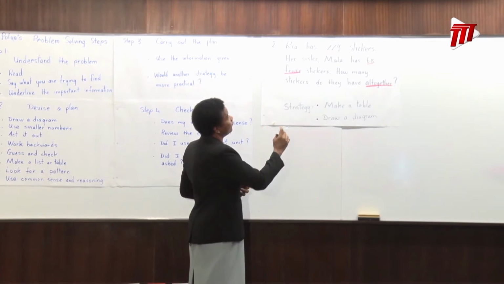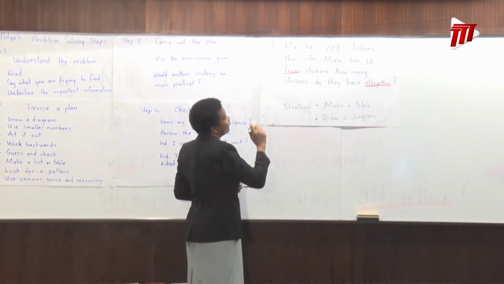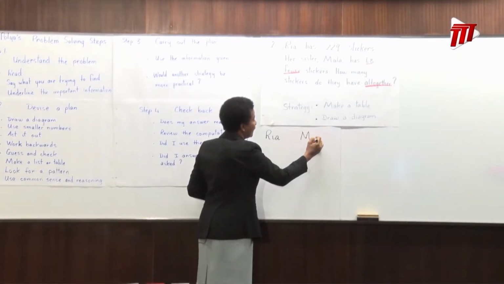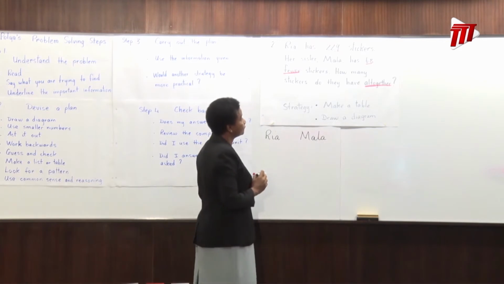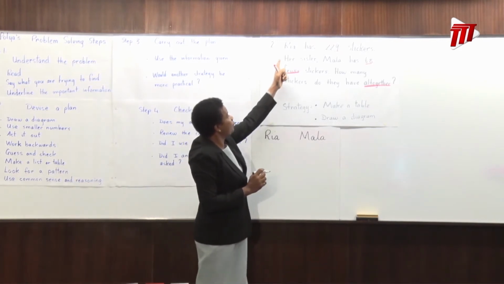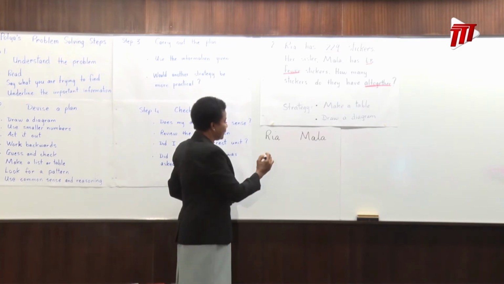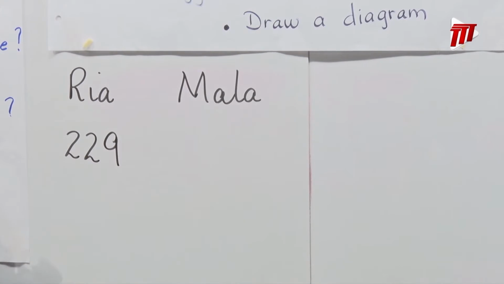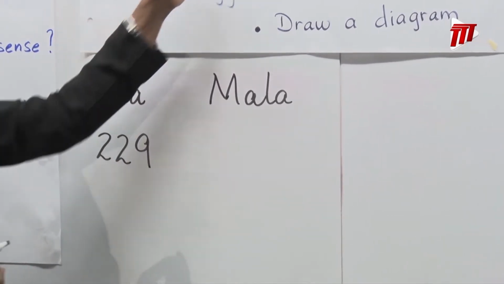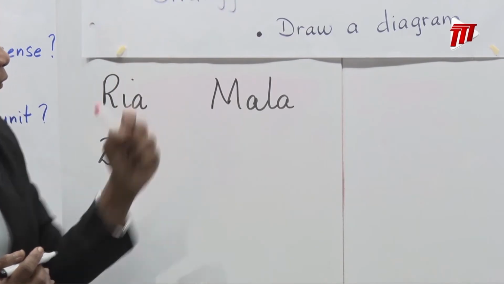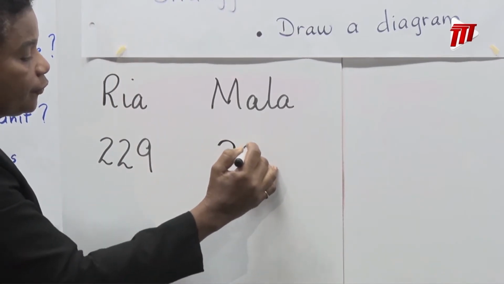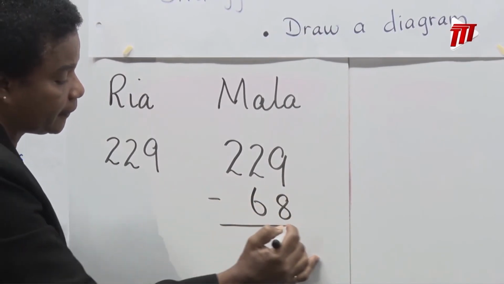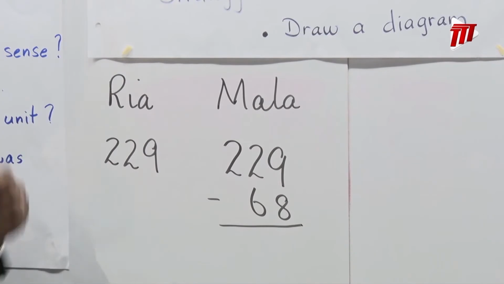The first piece of information, we have two sisters, Rhea and Marla. So I am making my table. The sum says Rhea has 229. So under Rhea, I am going to write 229. Marla has 68 fewer, which means that from the 229, I am going to subtract 68. Let us see how many Marla has.